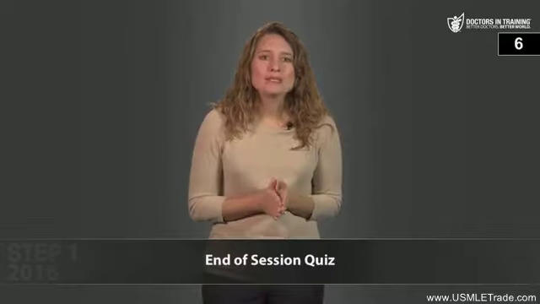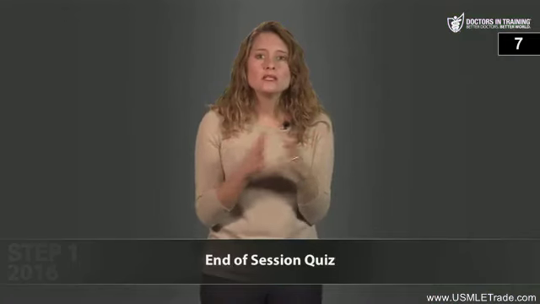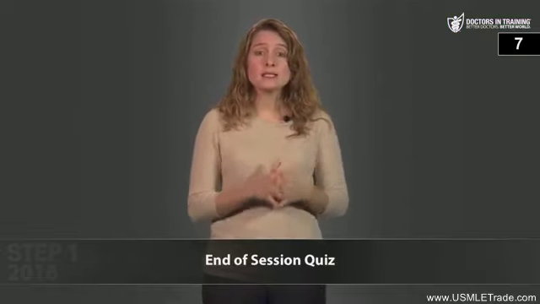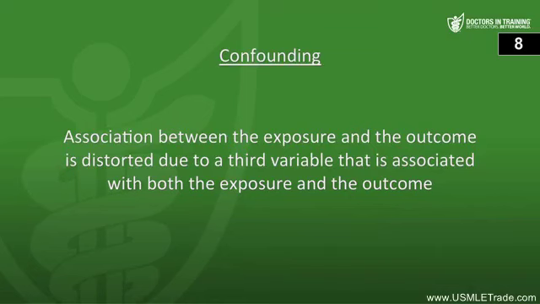Okay, what is bias? It's a systematic error in the way a study is conducted that results in a false association between the risk factor and the outcome, or outcomes that differ from the underlying truth. What are some ways investigators can reduce bias in a study design? Well, randomization, double blinding, and using a control group. What is confounding? It's when the relationship between an exposure and an outcome is distorted, either magnified or reduced, due to a third variable that's associated with both the exposure and the outcome.